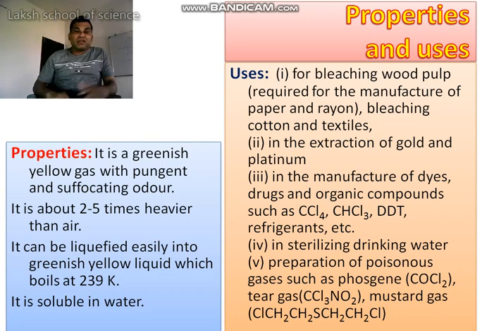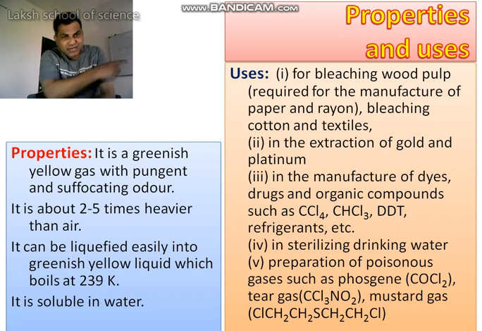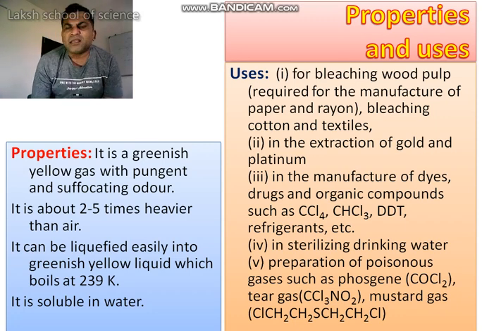It is about 2.5 times heavier than air, and this is another important point. When a chlorine leakage comes out, at that time it will not go up, it remains downwards only because it is heavier, 2.5 times, and that's why we have to take lots of precautions for chlorine. Hope that you understand this point also.